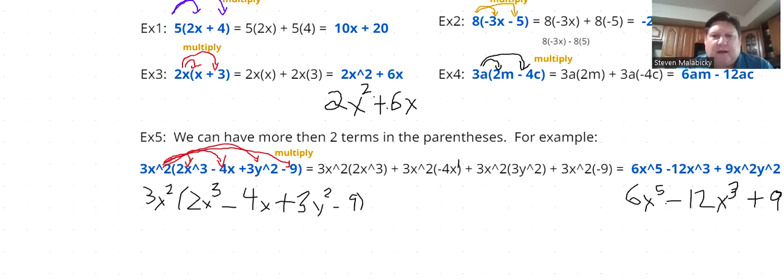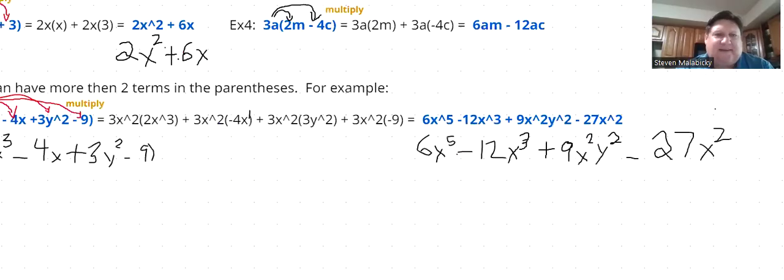Remember, a couple things are going to happen here. When the variables are the same, we add the exponents, and when the variables are different, we put them together. So x squared times x cubed, they're both x's, so we add the exponents, and 2 plus 3 is 5. So we get 6x to the 5th power. The 6 comes from the 3 times the 2 here. 3 times negative 4 is your negative 12.